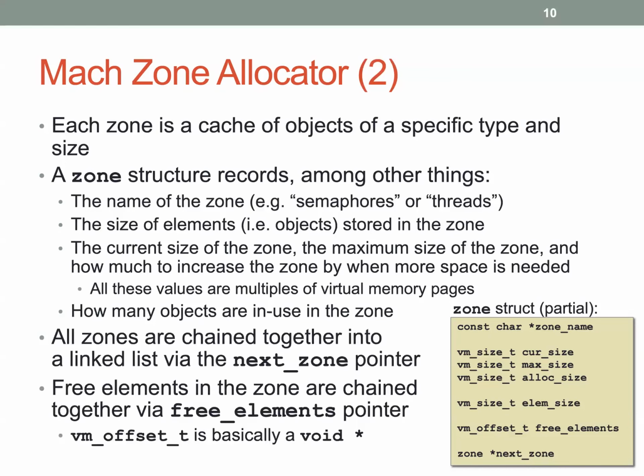The zone has a linked list of available elements. In this way, it's similar to an explicit free list allocator, except that you know that all the chunks in that free list are exactly the same size. They're exactly the size needed for that object type. The free elements field, a vm_offset_t, is a pointer to the first available element. So that means that if there are elements available, allocation is a constant time operation. We like constant time allocations.